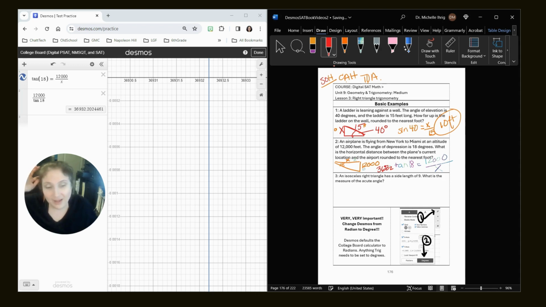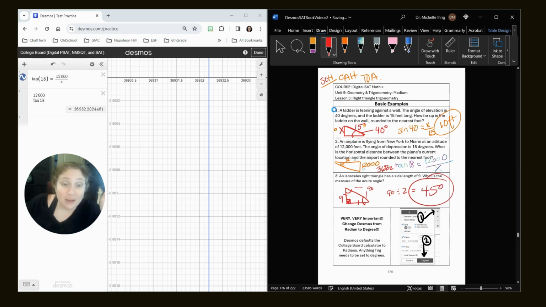All right, next one. An isosceles right triangle has a side length of 9. What is the measure of the acute angle? This one, you don't even have to think. Isosceles means these two are the same and it's a right angle. Because these are the same, these are the same. The side length is just like, okay? You could figure it out by doing like an inverse or something, but don't bother. It's a right triangle and isosceles. If this is 90 degrees, that means there's 90 degrees left for these two angles. They're the same. 90 divided by 2 is 45 degrees.